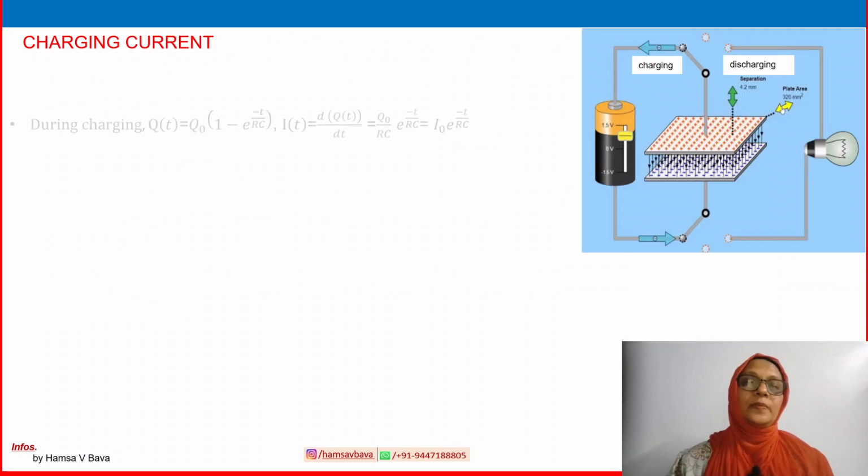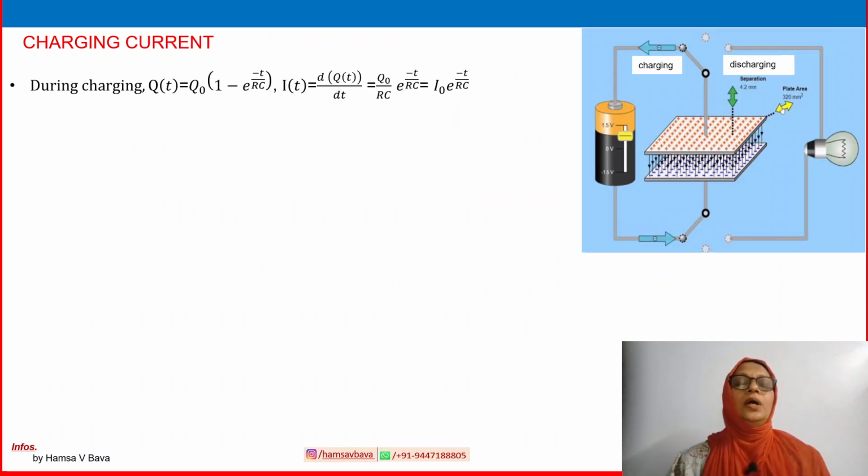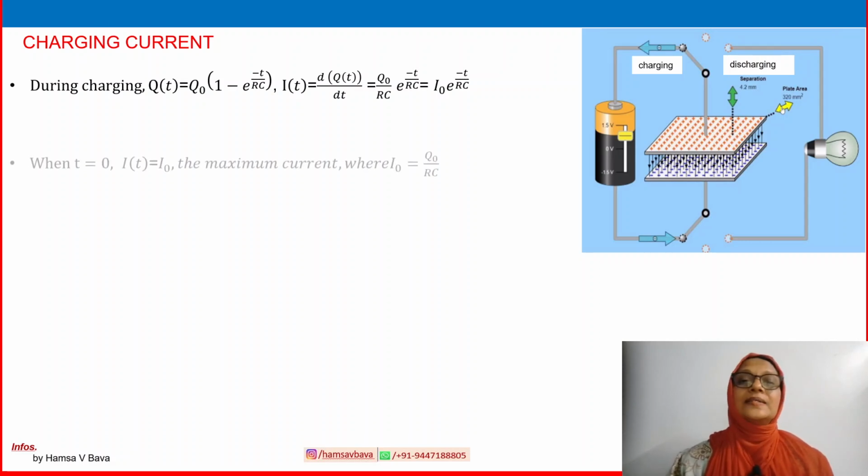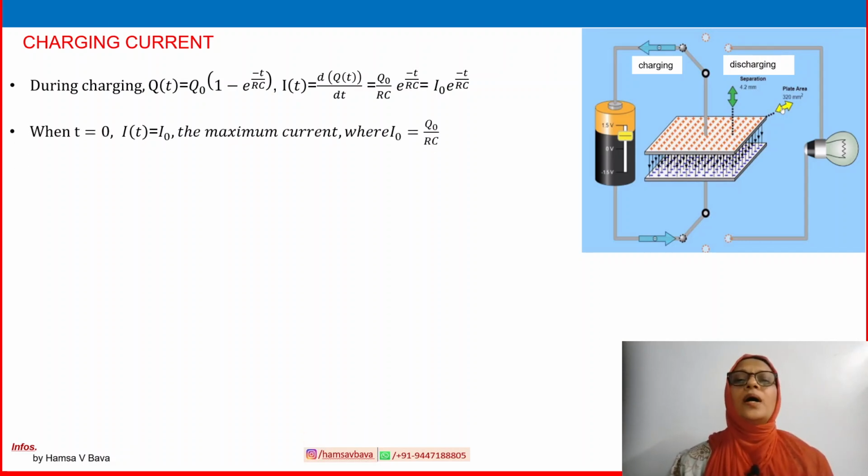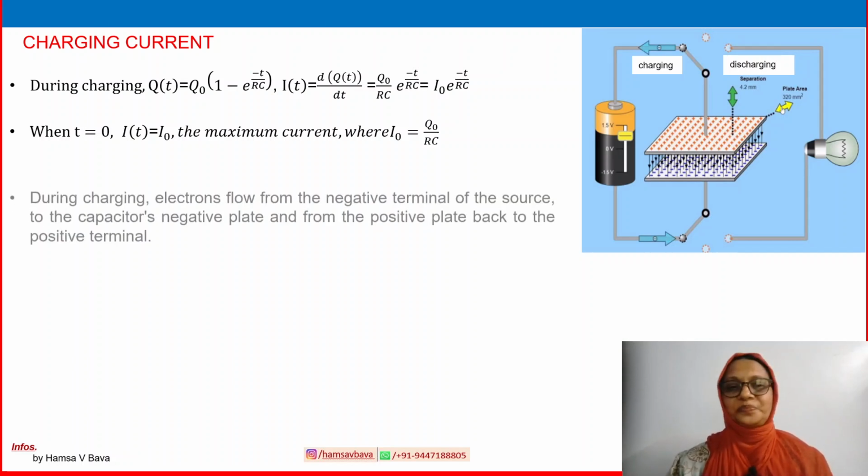Then the charging current, the mathematical expression. During charging, we have seen the charging voltage Vt equal to V0 into 1 minus e raised to minus t by RC. Likewise here for Qt equal to Q0 into 1 minus e raised to minus t by RC. Here also current is dq by dt. That is why the expression for current It equal to I0 into e raised to minus t by RC, where I0 is equal to Q0 by RC. At t equal to 0, I of t equal to I0, that is the maximum current. That is why the shape of the charging current was like so.